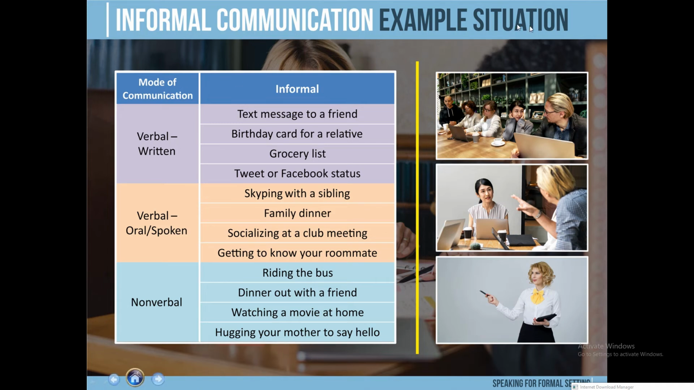Examples of appropriate situations for using each communication style. Mode of communication: verbal, written. Informal: text message to a friend, birthday card for a relative, grocery list, tweet or Facebook status. Mode of communication: verbal, oral, spoken. Informal: skyping with a sibling, family dinner, socializing at a club meeting, getting to know your roommate. Mode of communication: non-verbal. Informal: riding the bus, dinner out with a friend, watching a movie at home, hugging your mother to say hello.